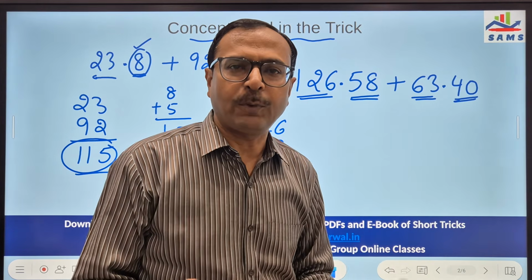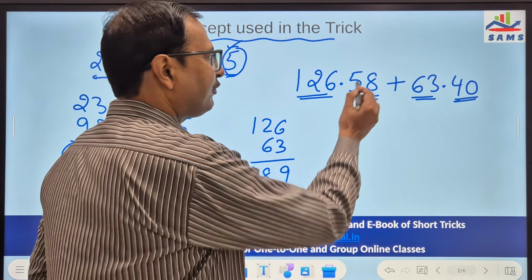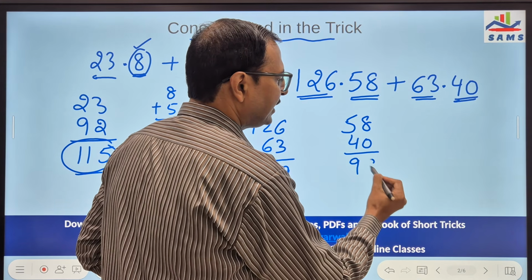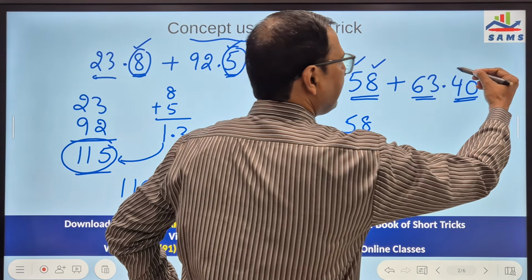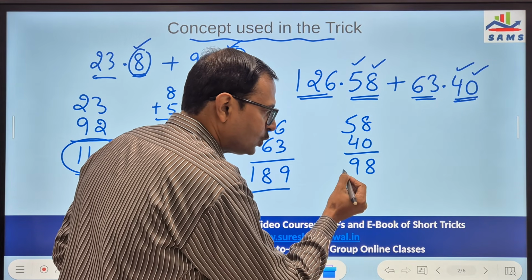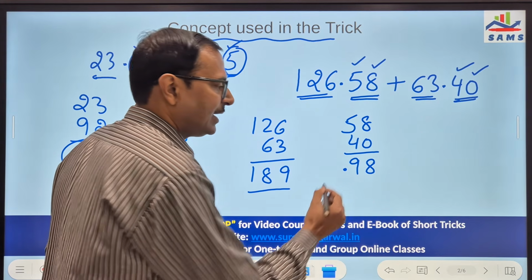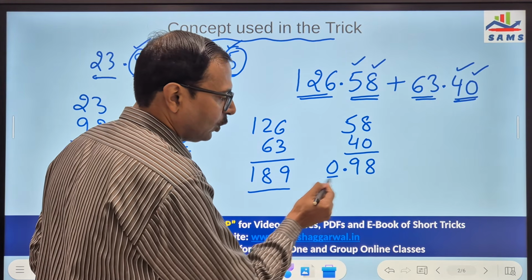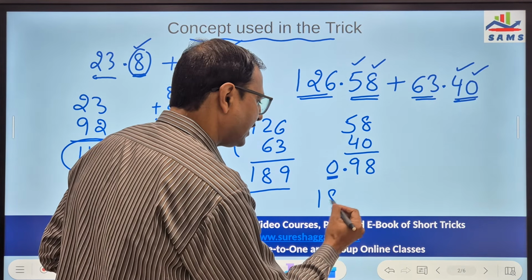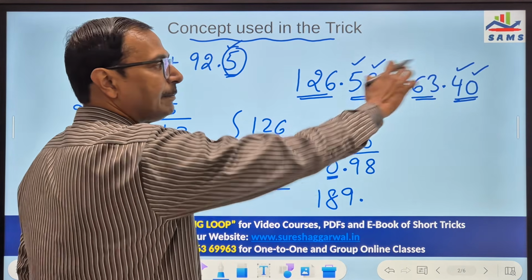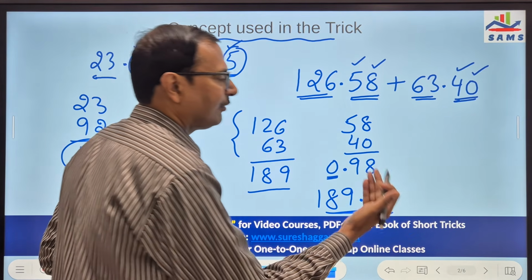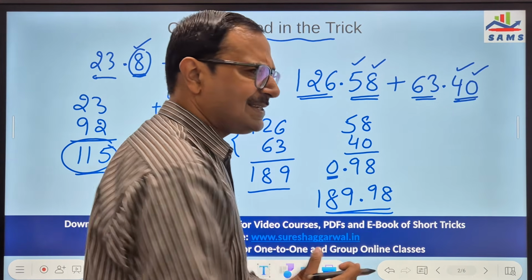Now this is the all important thing in decimal addition. So 58 and 40, they add up to 98, and since we have two decimal places, your answer will also have two decimal places. Here 98 becomes 0.98, and therefore we don't have a whole number part to carry. So the whole number part which we obtained here, 189, becomes the whole number part of the sum, and 0.98 becomes the latter part of the answer. So that's pretty easy, right?